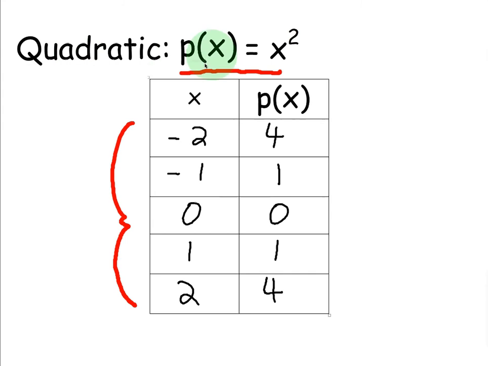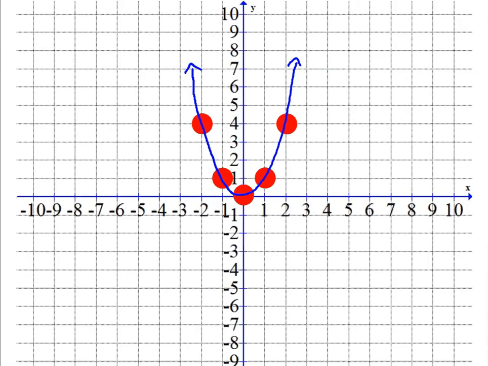Next up is called the quadratic function. It's p of x, the parent function, is equal to x squared. Again, same 5 x values. -2 squared is 4, -1 squared is 1, and so on and so forth. We're going to plot those 5 points on the graph. Now this almost looks like you connect it with a V, right? But it curves a little bit, so we're going to connect it with a curve.